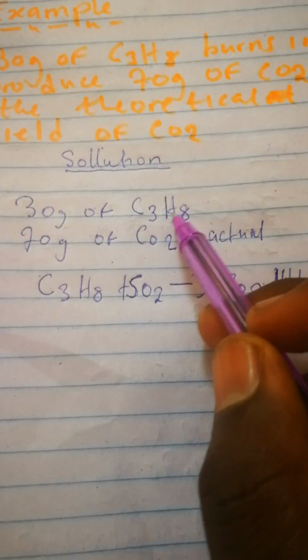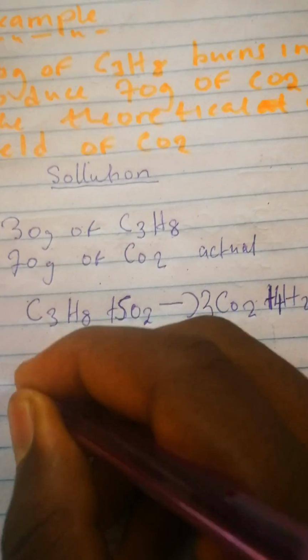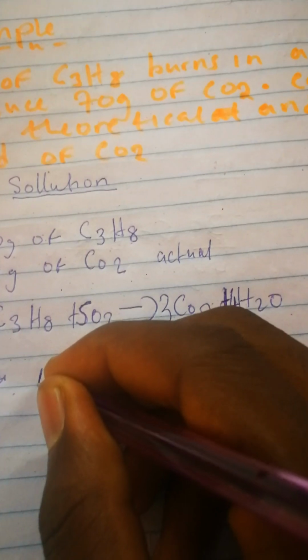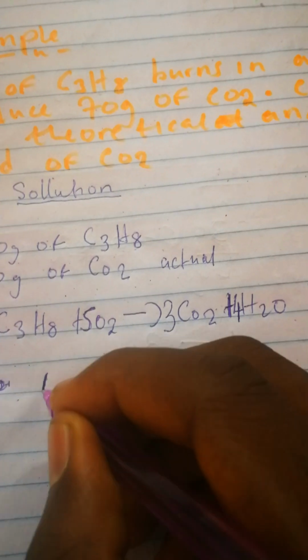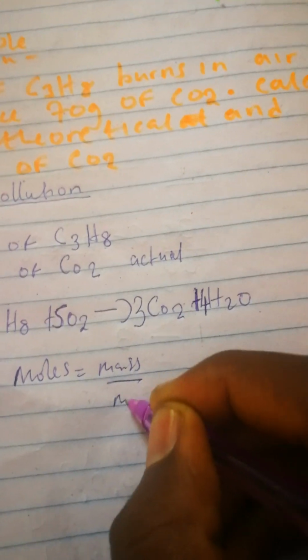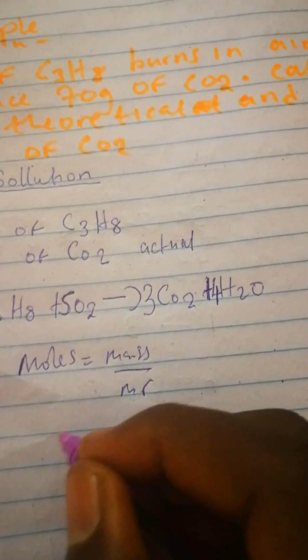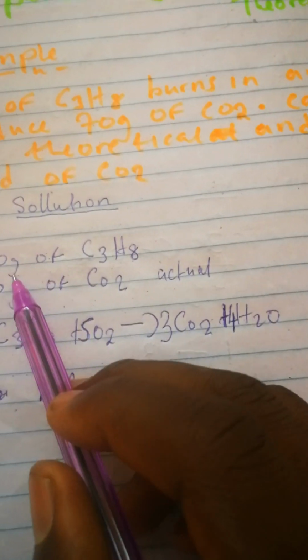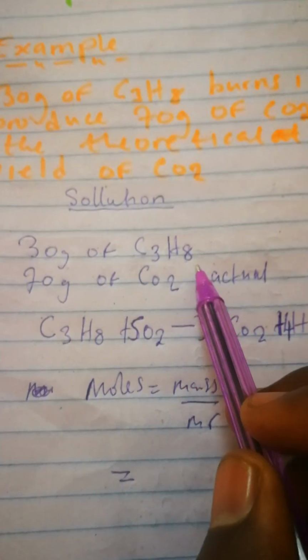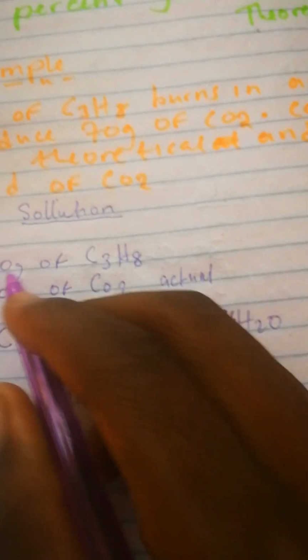So let's start. I want to find the carbon dioxide produced using 30 grams. What is the formula for moles? Moles is equal to mass over Mr. What is the mass? The mass they have given us is 30 grams of C3H8.